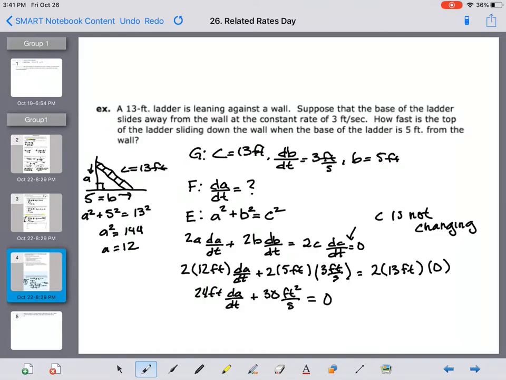We're solving for dA dt, so we have 24 feet dA dt equals a negative 30 feet squared per second. And we knew that was going to happen. We kind of predicted it from the beginning.